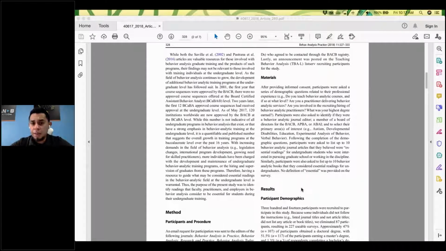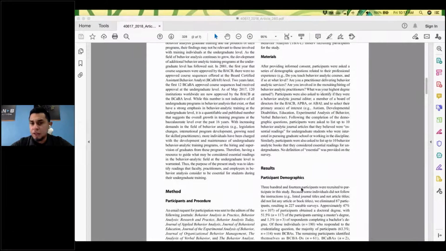And after being able to go through that, they were asked some very generic questions, like what do you teach? What level are you? Are you a practitioner doing behavior analytic services? Are you involved in recruiting and hiring of behavior analytic practitioners, etc.? So a lot of different specific questions.